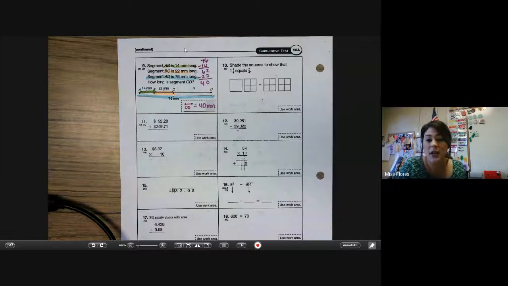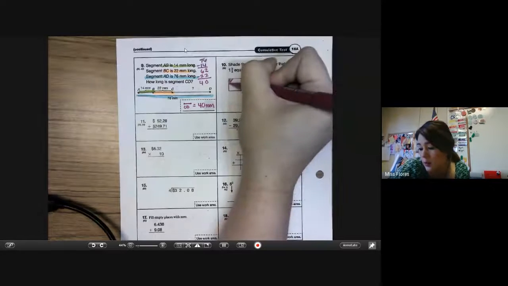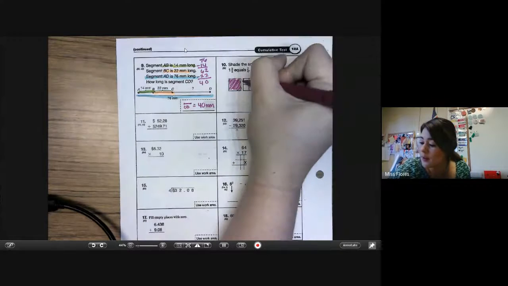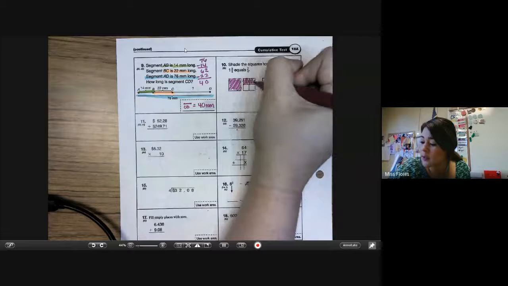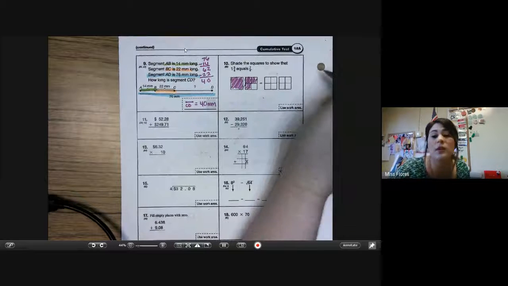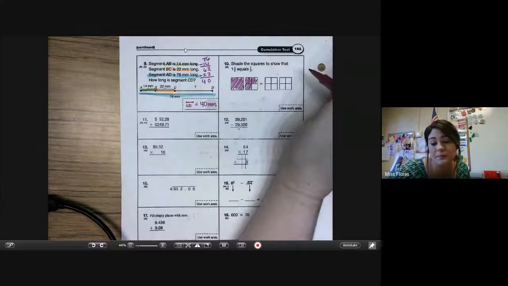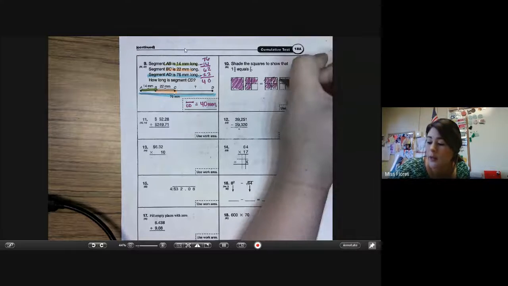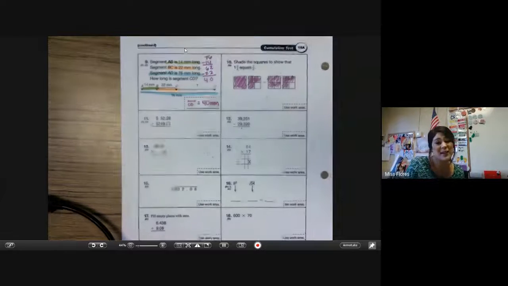All right, it says shade the squares to show that 1 3/4 equals 7/4. Okay, so that means we're going to do some shading. Glad I picked this really pretty color. You can pick a different color if you want. And we're going to shade 3/4. Okay, 1 3/4. So 7/4 means that we're going to shade 7 pieces. So we have 1 piece, 2, 3, 4, 5, 6, and 7. And it looks like it's the same exact amount.